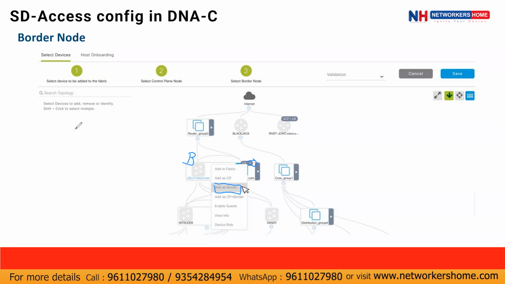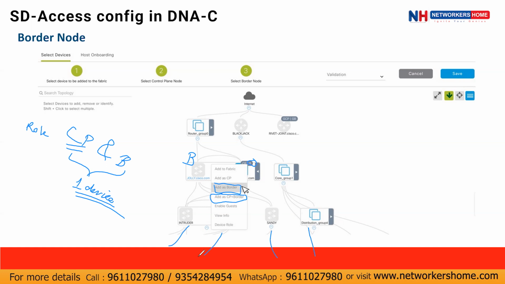Now the beauty is, the functionality or the role of control plane node and border node can be assigned to a single device as well. Do you see this option? Add as control plane plus border. Yes, it is possible. The same device acts as the border node for going in and out of the network, within the organization as well as outside world, and also acts as the host tracking database, which is the control plane node, which keeps information of all the endpoints connected.